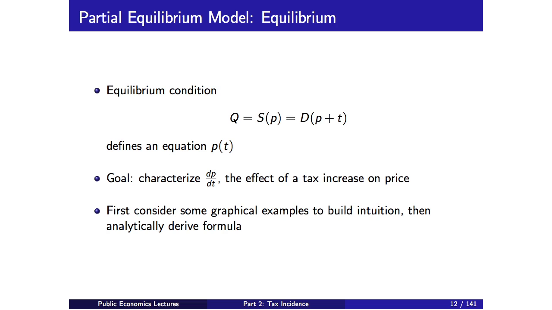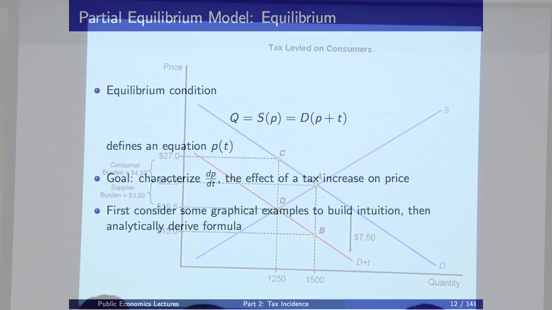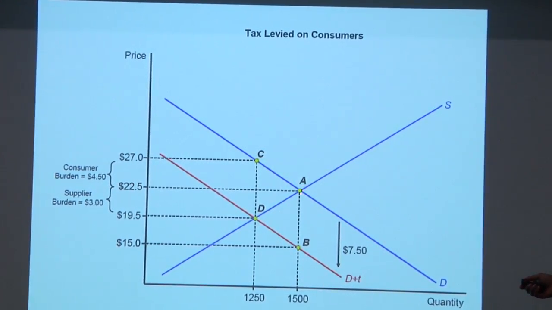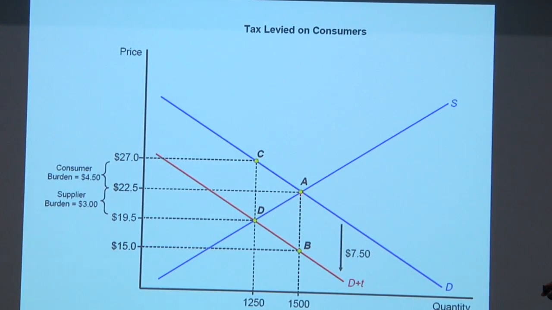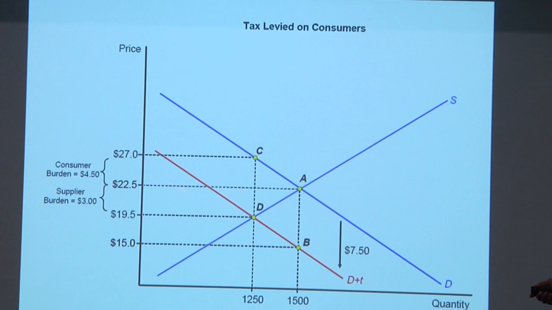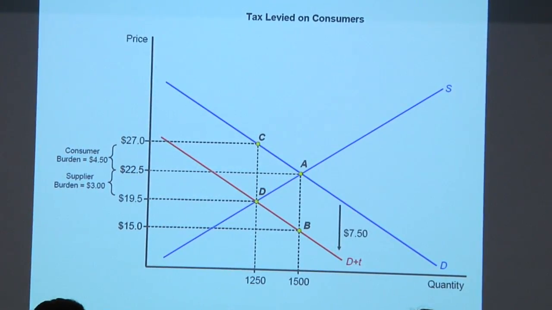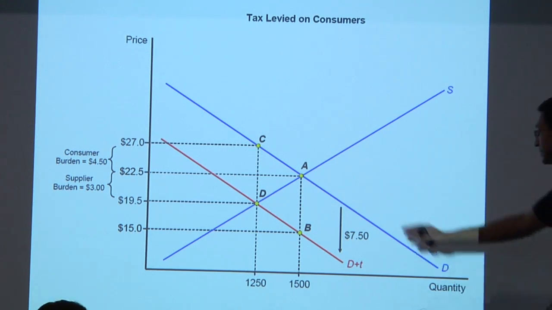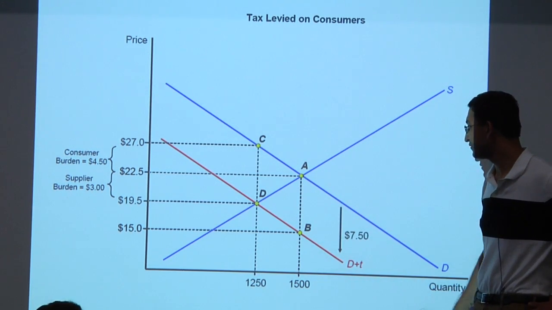So first, we're going to go through some graphical examples, which hopefully will be familiar from an undergraduate economics class, and then we'll analytically derive some formulas and talk about their properties. Okay, so here's the simplest graph. First, take a market where the initial equilibrium is at A, where supply equals demand, at a quantity of 1,500, say, and a price of $22.50. Now, suppose we levy a tax of $7.50. What happens? The demand curve shifts inward by $7.50.